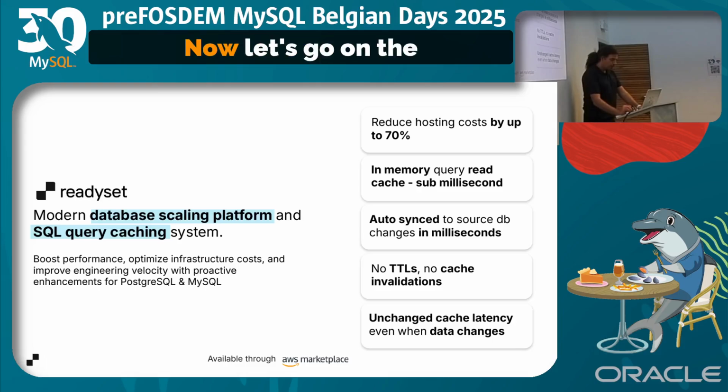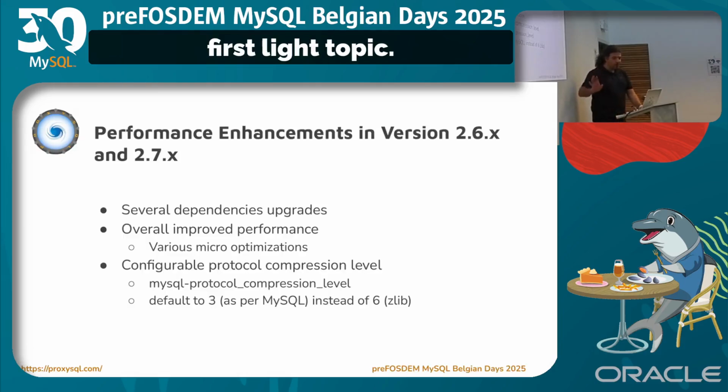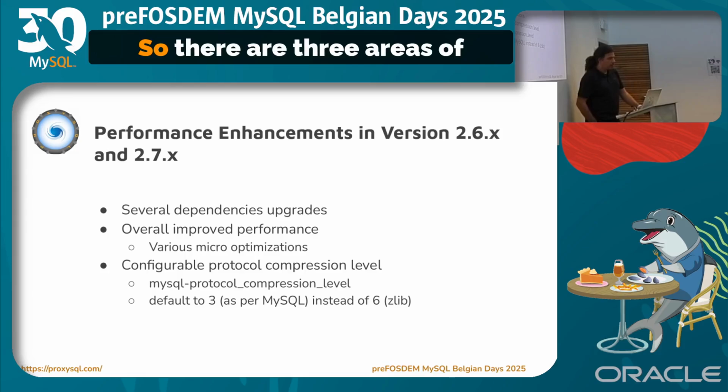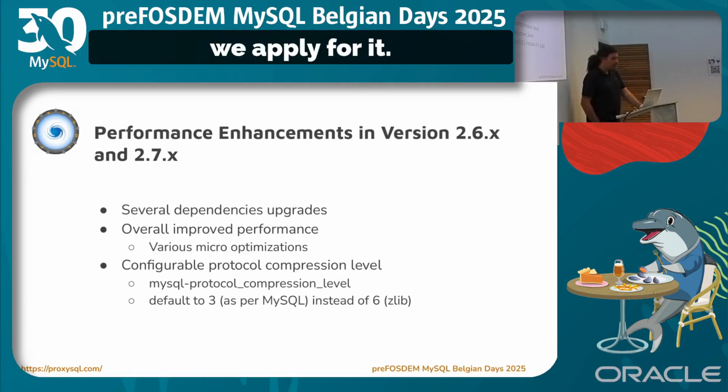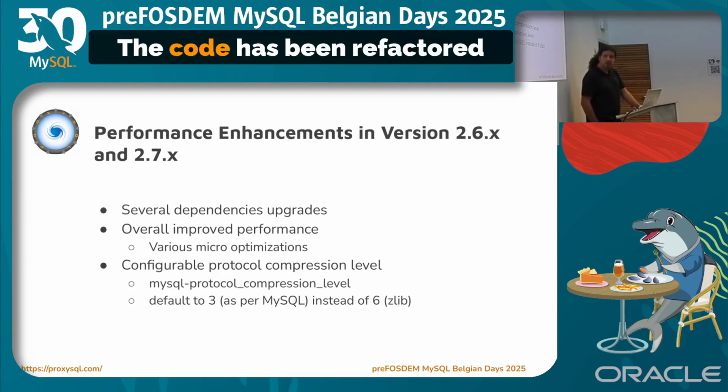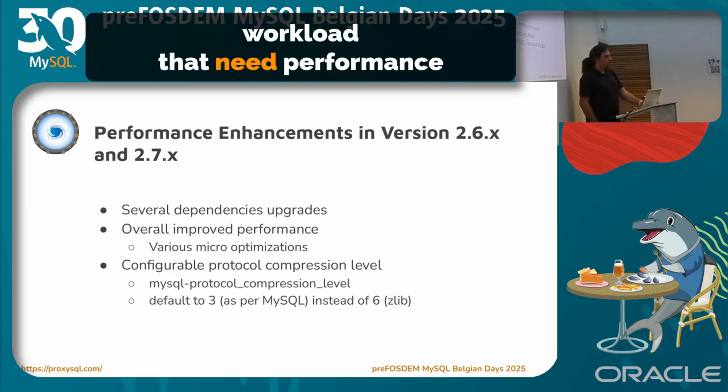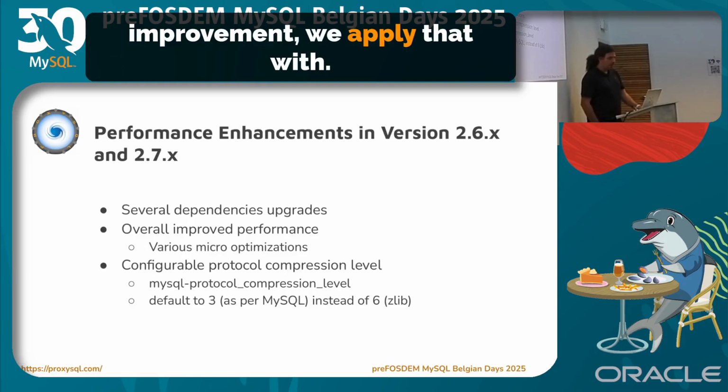Okay, now let's go to the first topic: performance enhancements in 2.6 and 2.7. There are 3 areas of performance improvement in those versions. One is that we always strive to keep all our dependencies updated, so every time there is a performance enhancement, we apply it. The code has been refactored here and there, so we regularly run benchmarks, and when we identify some specific workload that needs performance improvement, we apply that too.